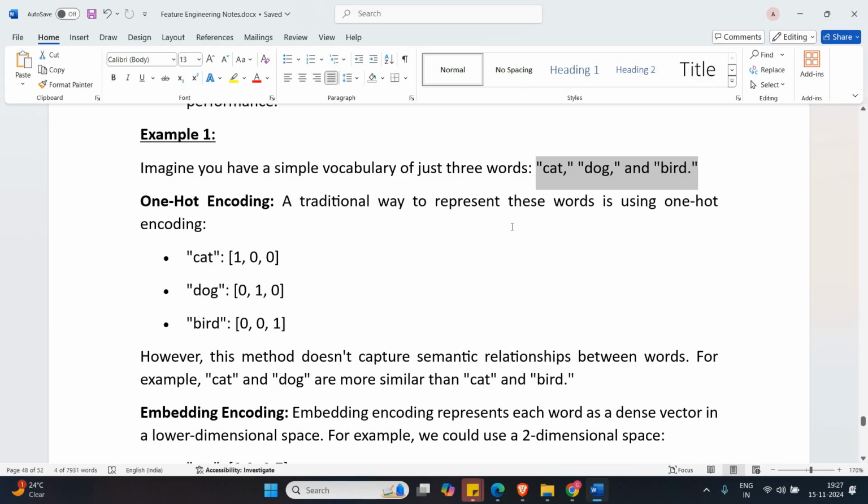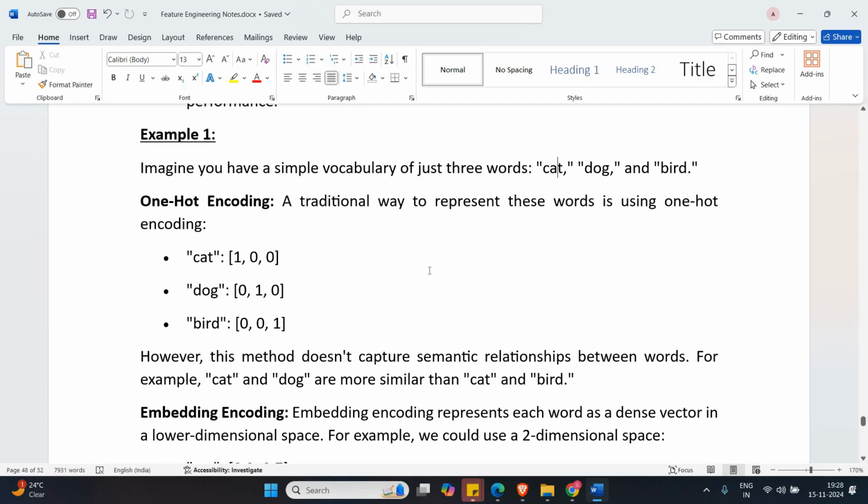Now, if you do one hot encoding, how many columns do you need? You need three columns, because there are three categories, so we will create a 3 cross 3 identity matrix. For cat, we can have 100, for dog 010, and for bird 001. So this simply gives different added features for these categories.